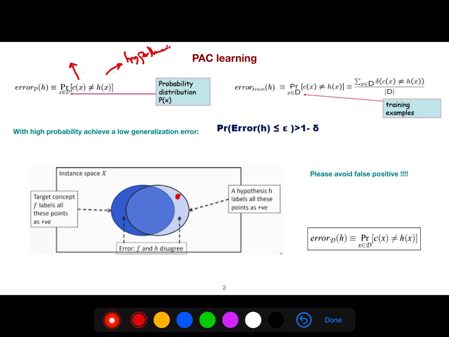And so among all of these things, with high probability, we can achieve a low generalization error. So the error is less than, for example, some threshold epsilon, with probability greater than 95%. So we want to avoid false positives. When I say error throughout this lecture, I mean the probability that the truth is different from your hypothesis.